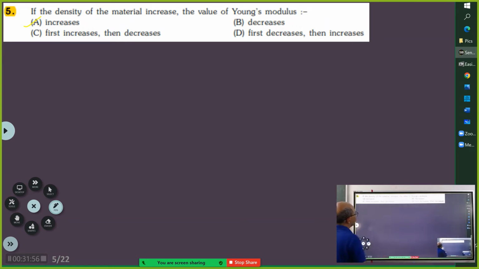Sir, can you give an example where Young's modulus first will increase, then decrease? No, I don't know. There are some materials which are anomalous, just like water.